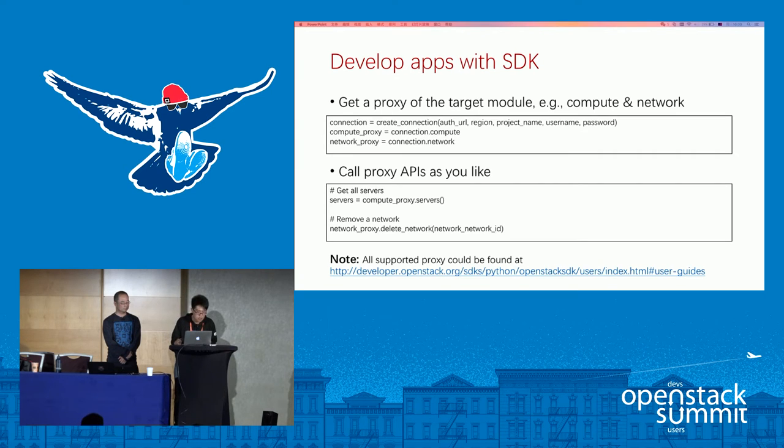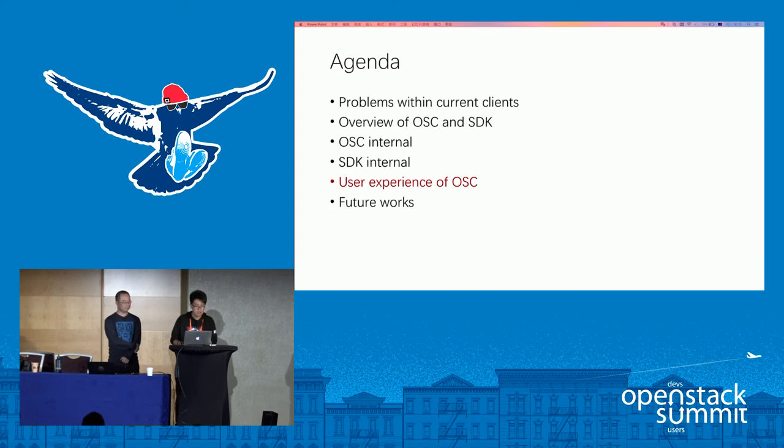For example, if you want to list all the servers, you can simply call compute proxy servers, and all the servers will be obtained. And you can also delete a network. You obtain the network proxy and call the delete network proxy call. That's it. And you can find all the supported proxies on this page. That is the SDK. And next, I would invite Chen Rui to share with you some user experience of OpenStack Client.